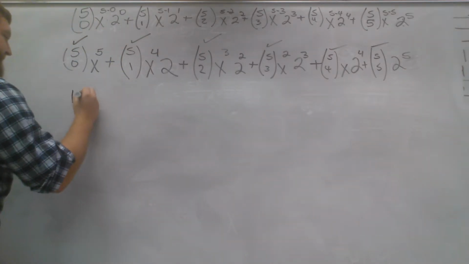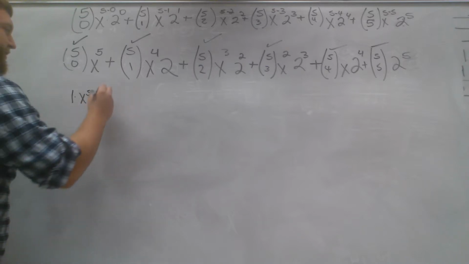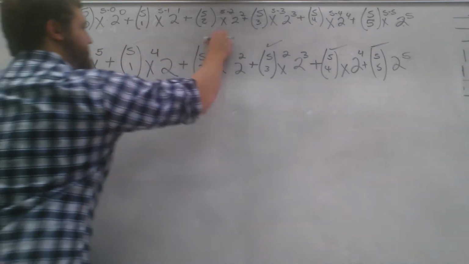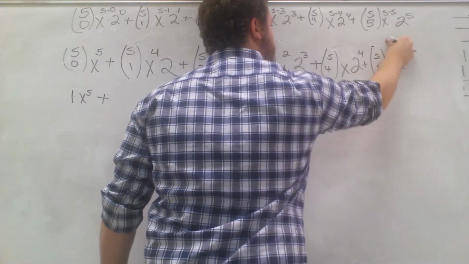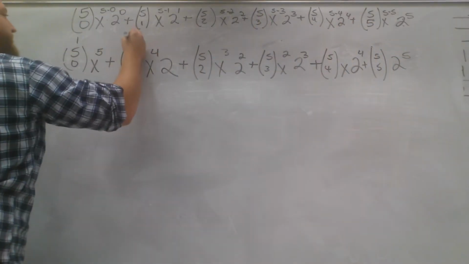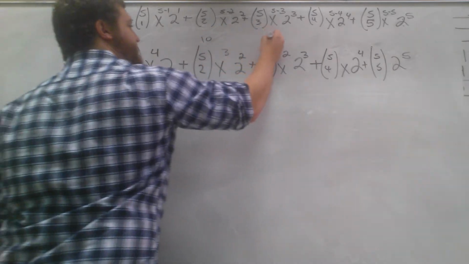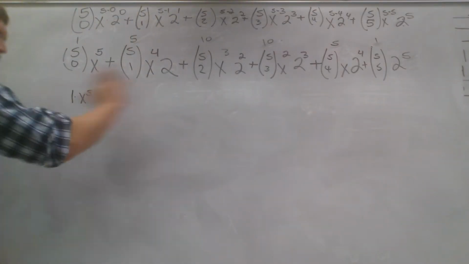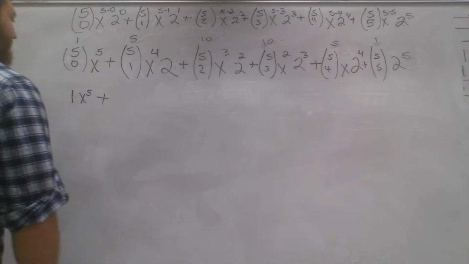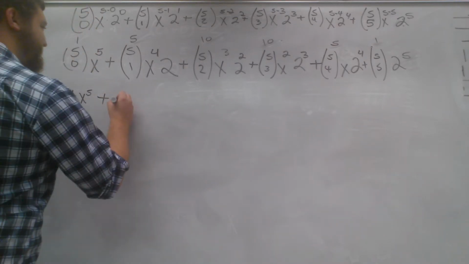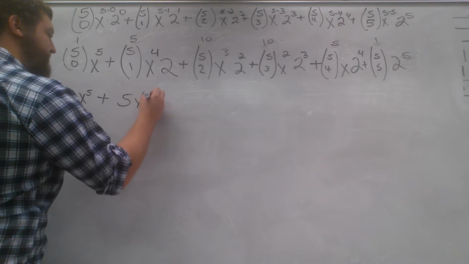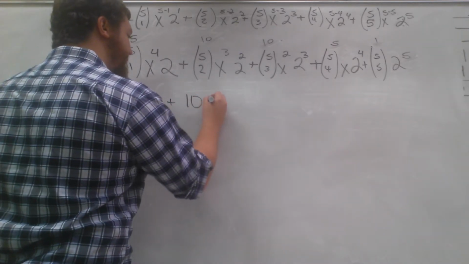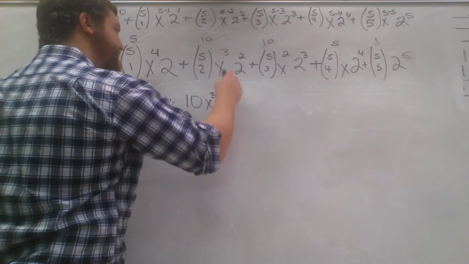1 times x to the 5th. Right? Plus, what was here? I'm going to write them above instead of my check mark. So it's 1, 5, 10, 10, 5, 1. You don't have to do that because you shouldn't have erased all that. You should still have it. So 1, now I do 5 x to the 4th, 2 plus 10 x to the 3rd, 2 squared.